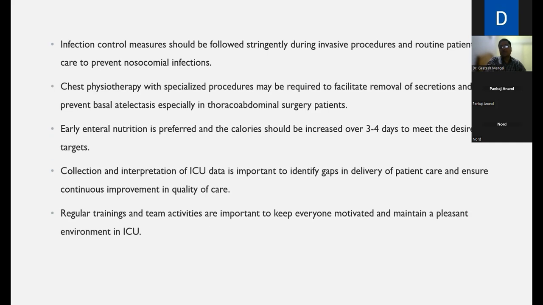Infection control measures should be followed stringently during invasive procedures and prevent nosocomial infections. Chest physiotherapy procedures may be required to facilitate removal of secretions and prevent basal atelectasis, especially in thoracoabdominal surgery patients. Early enteral nutrition is preferred. Collection and interpretation of ICU data is important to identify gaps in delivery of patient care and ensure continuous improvement in quality of care. Regular trainings and team activities are important to keep everyone motivated and maintain a pleasant environment in ICU.